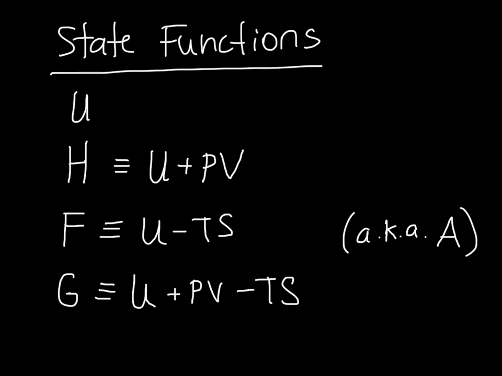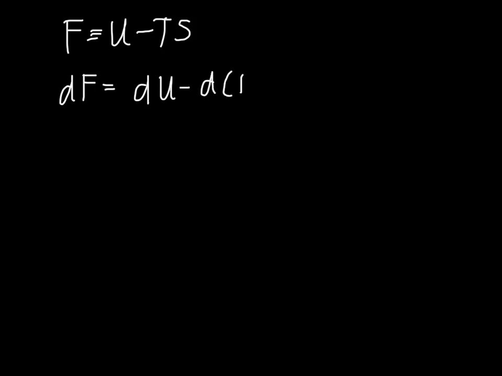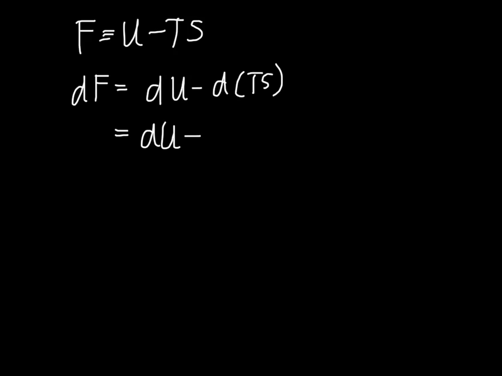So let's look at an example of how we arrive at the differential form for one of these. And we will use our example. So we have F is defined as U minus TS. F is a state function, so we can write dF as dU minus d(TS), and we can expand that to say TdS minus SdT. So this is dF.